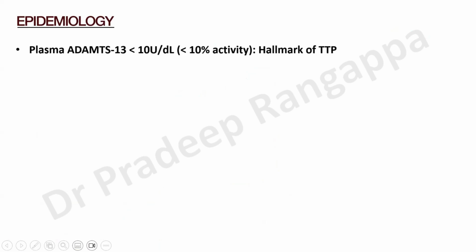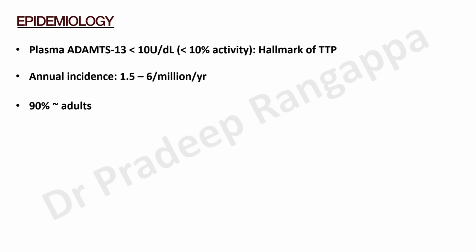So just quickly look into the epidemiology. If plasma ADAMTS13 is less than 10 units per deciliter or less than 10%, this is a typical hallmark of TTP. It's a very rare condition. Annual incidence is 1.5 to 6 per million per year. So for 10 lakhs, 1 to 6 people can have this TTP. And 90% of this tends to occur in adults. And it is more common in females. It is 2 to 3 times higher in females, especially immune-mediated TTP. And congenital TTP tends to occur in less than 10% of cases, under 10 years of age. As I said, this is due to mutation in the ADAMTS13.